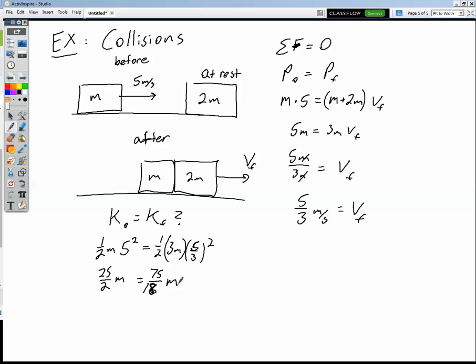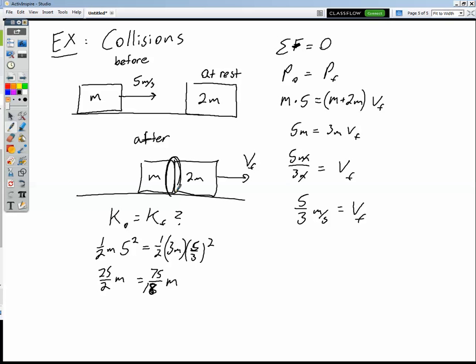The final kinetic energy of the system is less than the initial kinetic energy of the system. And that's because there is work done in this coupling, in bringing these together and sticking them together. And that work takes kinetic energy out of the system, takes mechanical energy out of the system. This is a specific type of collision called an inelastic collision. And in these inelastic collisions, energy is not conserved. And that's how you can identify an elastic versus an inelastic collision.